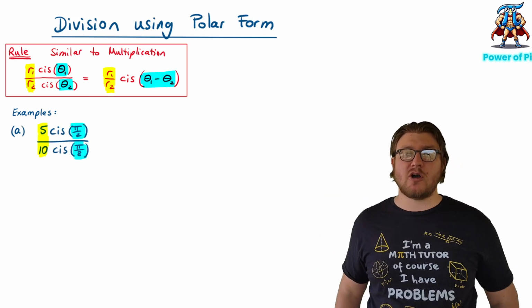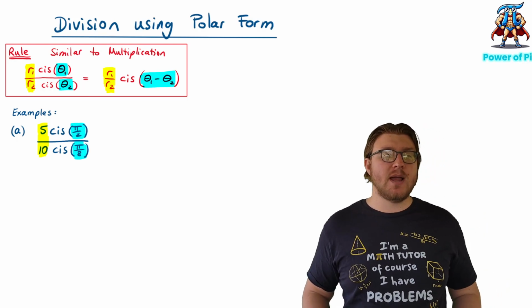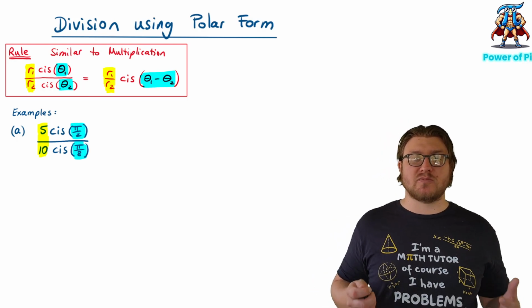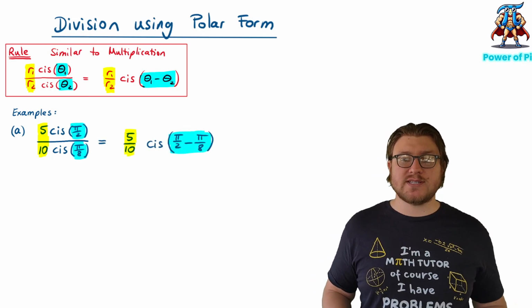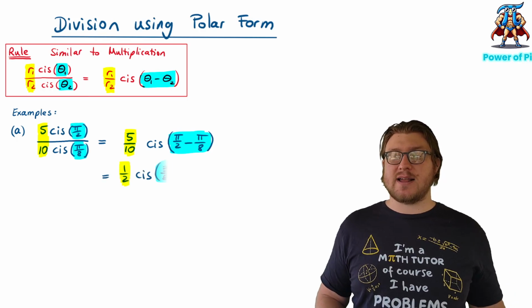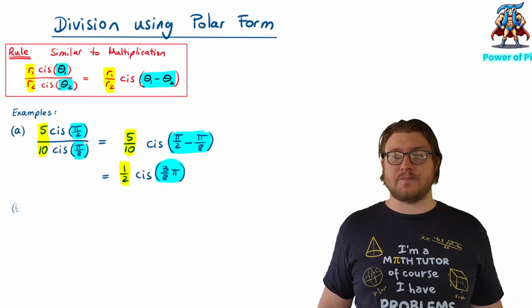We have two complex numbers in polar form. How do we do this? 5 over 10 is going to be our new modulus, and pi over 2 minus pi over 8. Chuck that in the calculator and we get our answer.